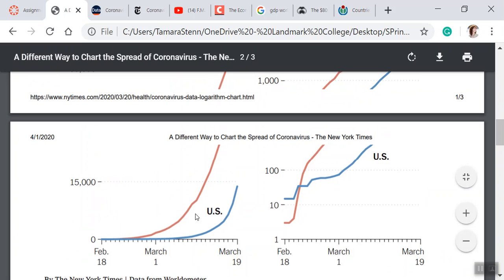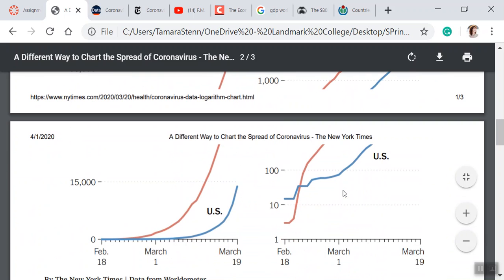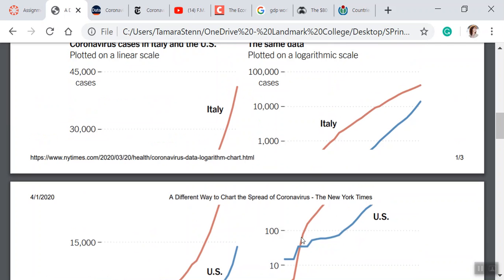Now, if we were to take this exact same data and plot it not by number of cases, but number of cases per 1,000 people, okay, putting it on that logarithmic scale, all of a sudden we're starting to see something very different, okay? Now we're starting to see how this number of cases is growing in relation to the actual numbers in the country.